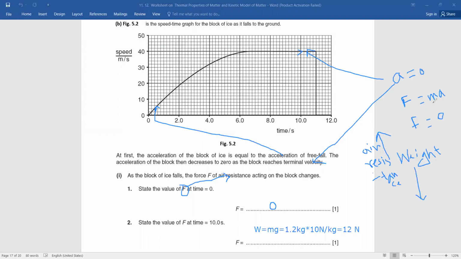That means resultant force is zero, isn't it? Why, sir? Because weight and air resistance are equal. Then if you are subtracting, your resultant force will be zero, right? How is it equal, sir? Okay, very good question. In our next class, we will continue it, okay?